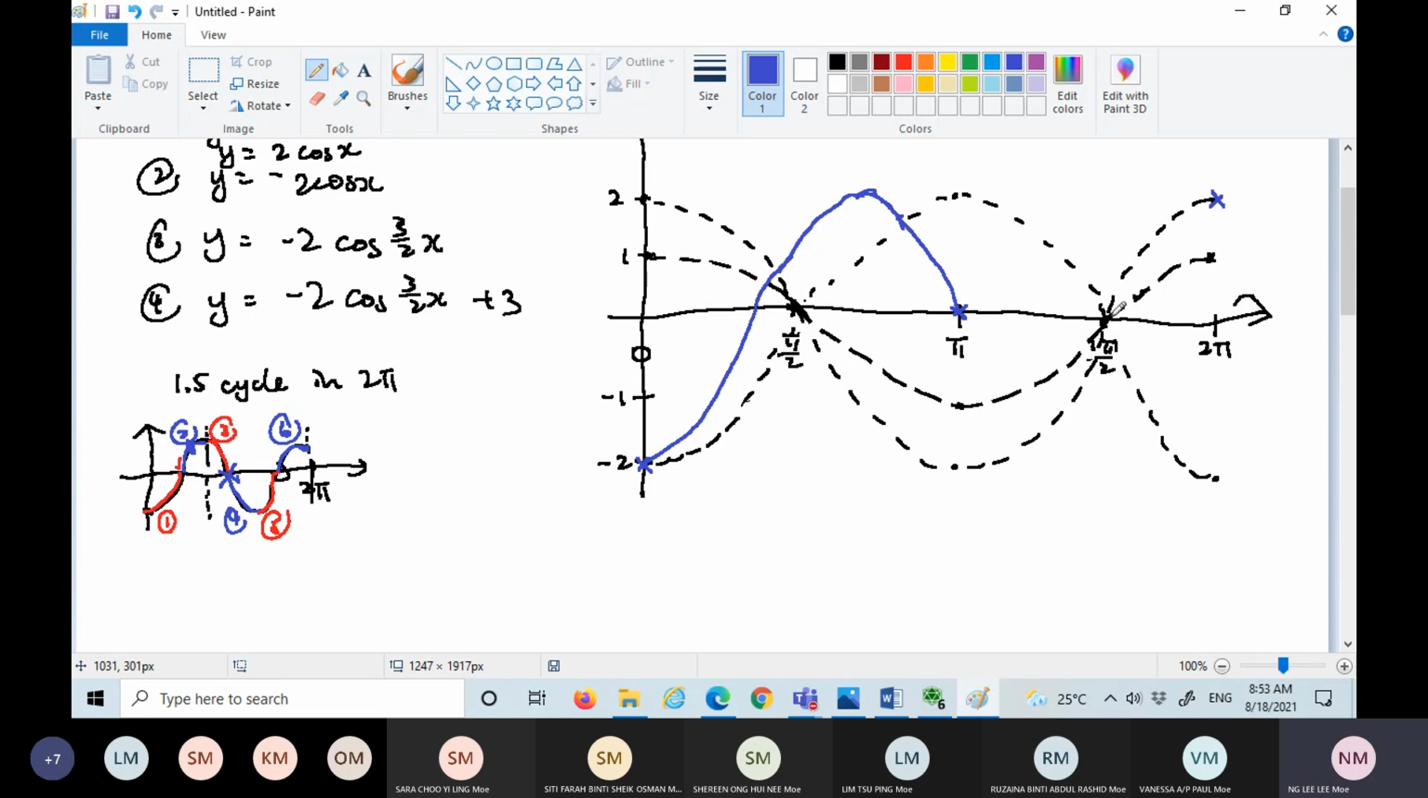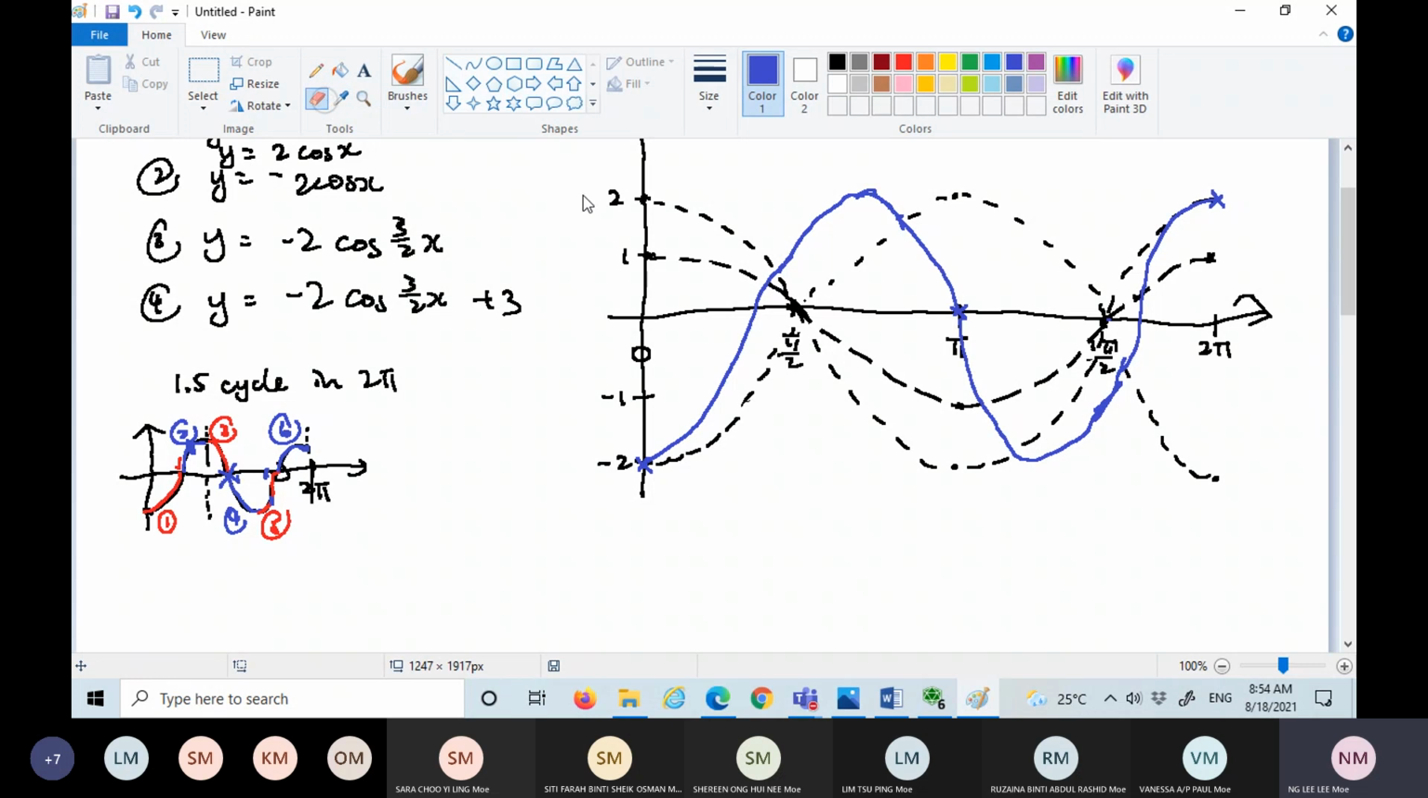Same thing. This 3 pi over 2 is 1.5 of this thing. 1.5 is around here. So at 3 pi over 2, it will be somewhere here, so the 0 happens here. It's something like this. Go down, come up, and then join to the maximum point.